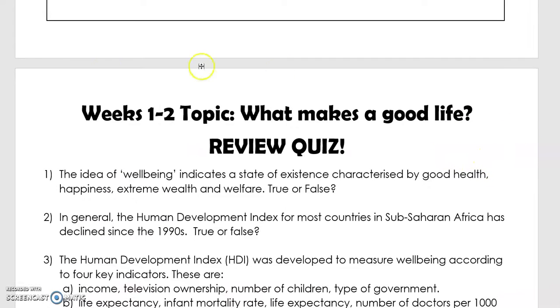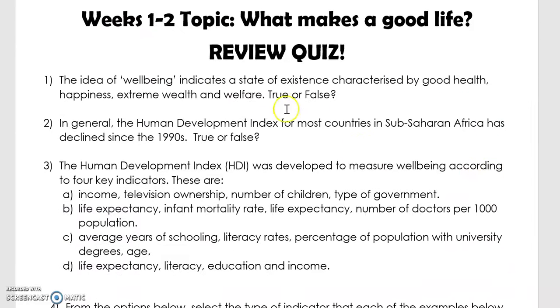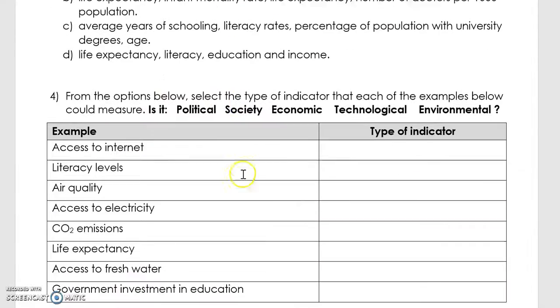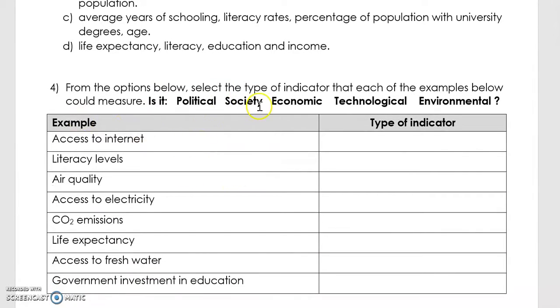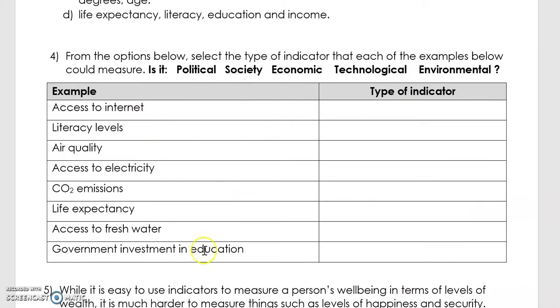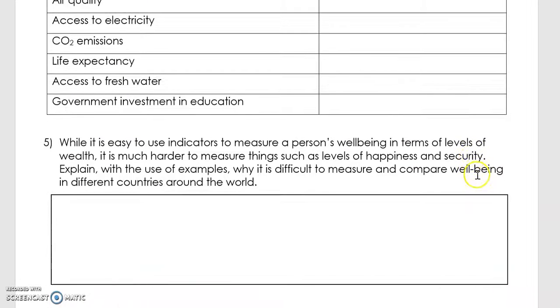The last thing you need to do for week 2 is to complete this review quiz. This is based upon week 1 and week 2. There's a couple of true or false questions. There's a multiple choice question here. There's an activity where you have to fill in the correct type of indicator. So is it political, social, economic, technological, environmental? Where do these actually fit into? And then we've also got a bit of a bigger question here about happiness, security, and well-being.